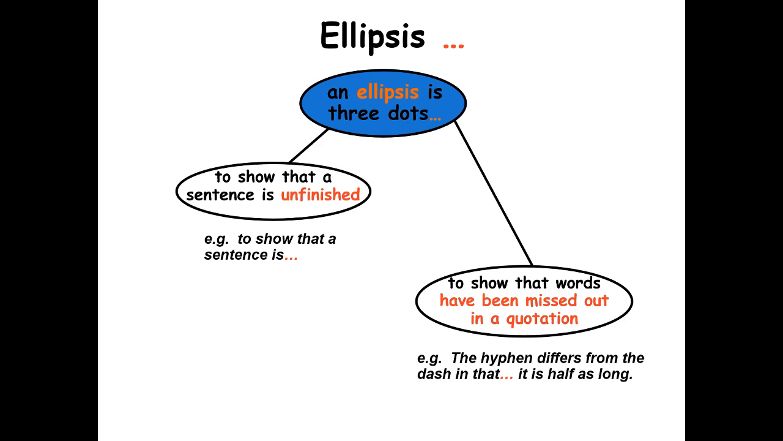The hyphen differs from the dash in that it is half as long. Sometimes, when we are writing a quote from a book, maybe from a textbook, and when we shorten it, we might need to shorten the quote. So sometimes we omit one part. In that case, you can write it like this. You stop up to one part, then use the three dots, omit that part, and then continue with the other part of the quote.